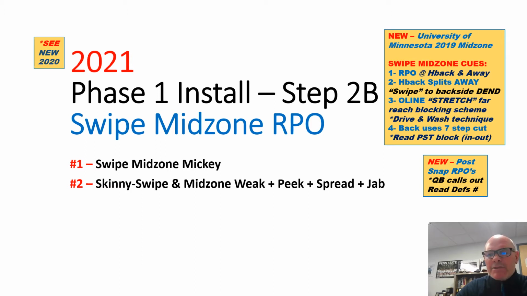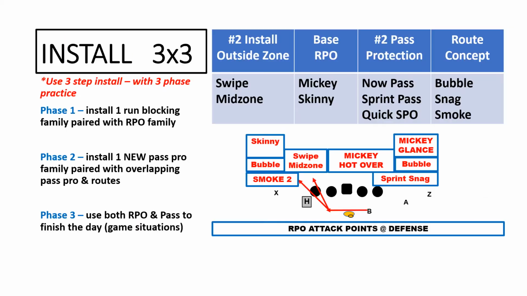This is a great option to use versus stretch outside zone. So you can pick one or the other, I would recommend. What we'll do here is we'll look at swipe mid-zone Mickey, and then we'll look at our skinny swipes, some different variations, mid-zone weak, a peek RPO pass from the spread, and then a jab concept with it.